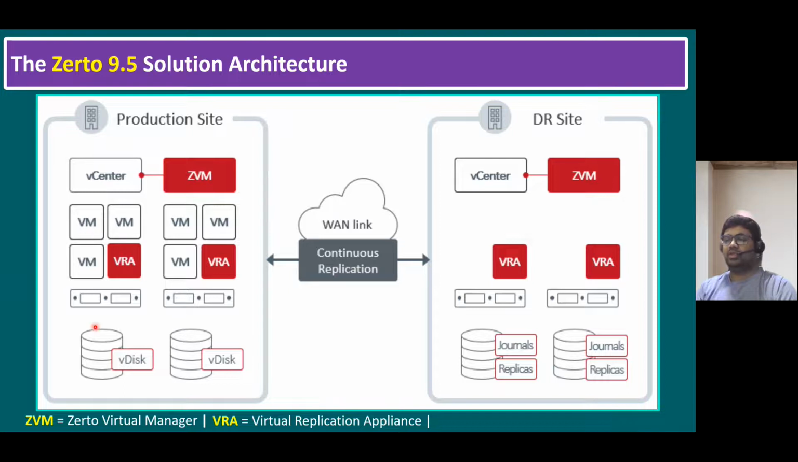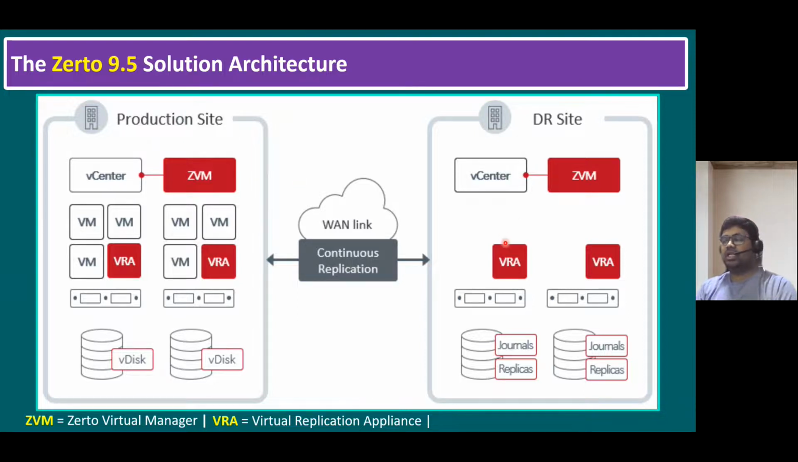Normally all the virtual machines are stored in our datastore, and virtual machine data is stored in a virtual disk format, .vmdk. In short form, you can also say vdisk. When we use the ZVM, it will establish continuous replication between the production site and the disaster recovery site. But how does it replicate continuously? Based on the existing production VMs, we need to create a virtual protection group. When you create a virtual protection group, this group automatically starts replicating to the nearby site, which is the disaster recovery site.